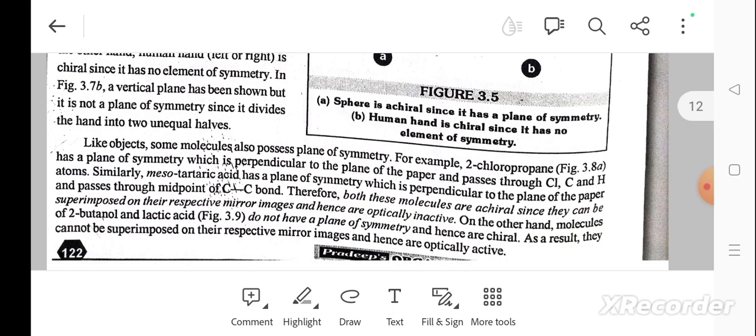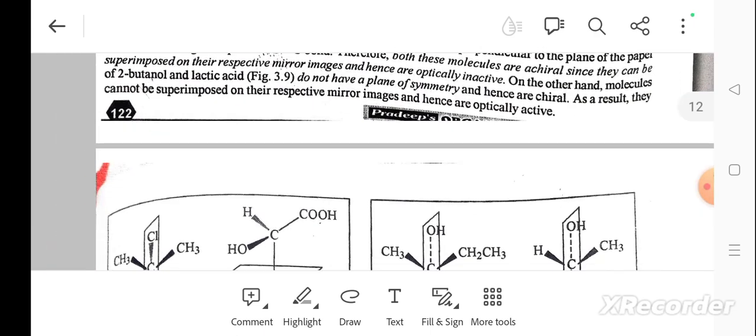Such molecules are superimposable on their respective mirror images and hence are optically inactive. On the other hand, a molecule which cannot be superimposed on its respective mirror image is optically active.